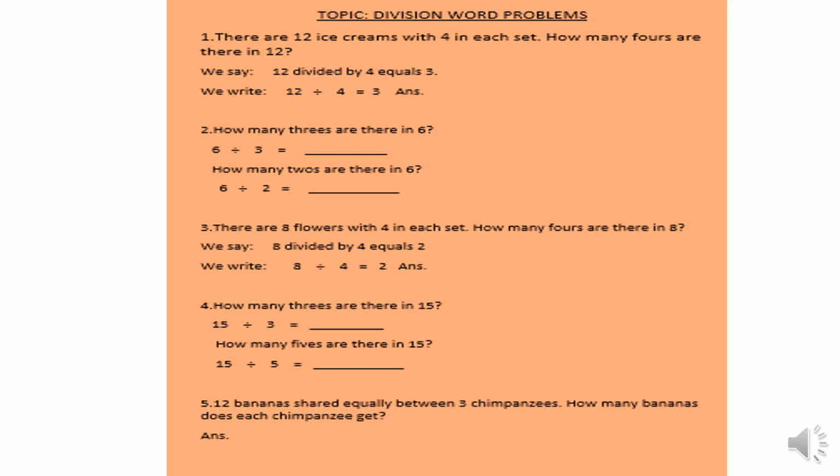So you'll write 12 divided by 3 is equal to dash, and you will say the table of 3. 3 ones are 3, 3 twos are 6, 3 threes are 9 and 3 fours are 12. So the answer would be 4. 12 divided by 3 equals 4.